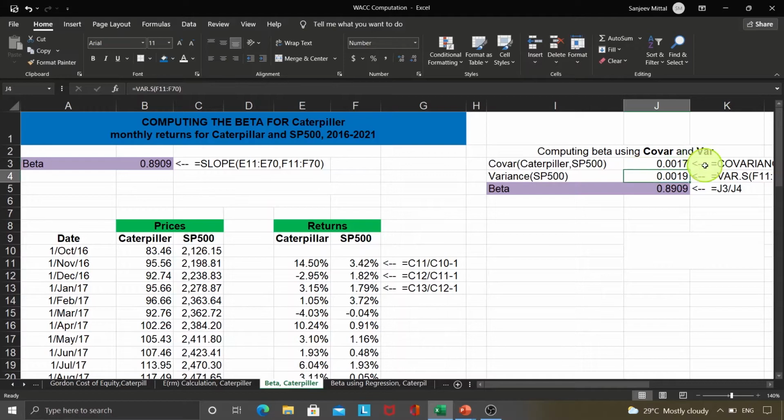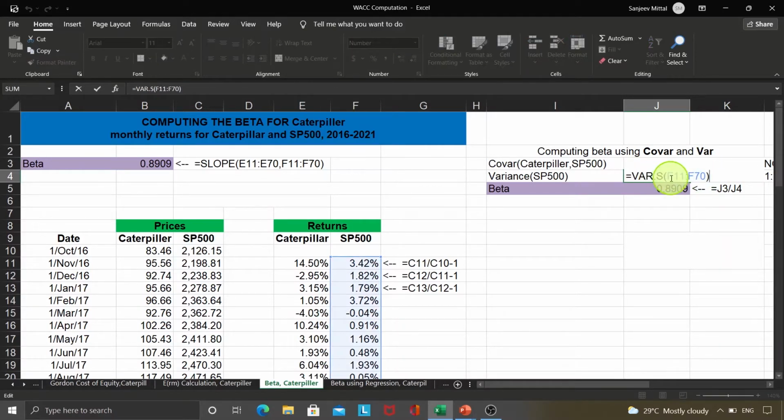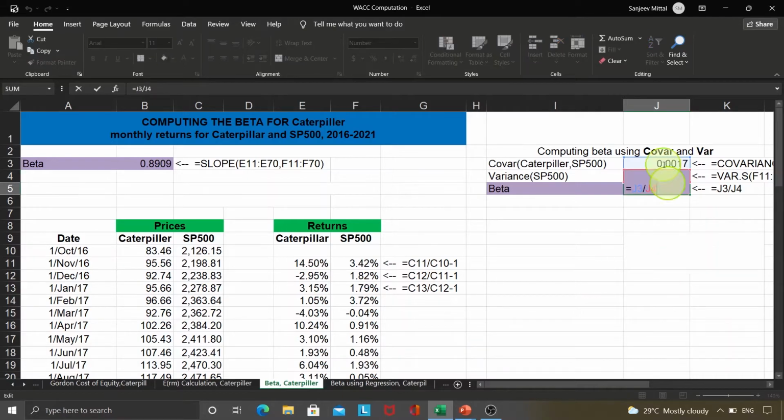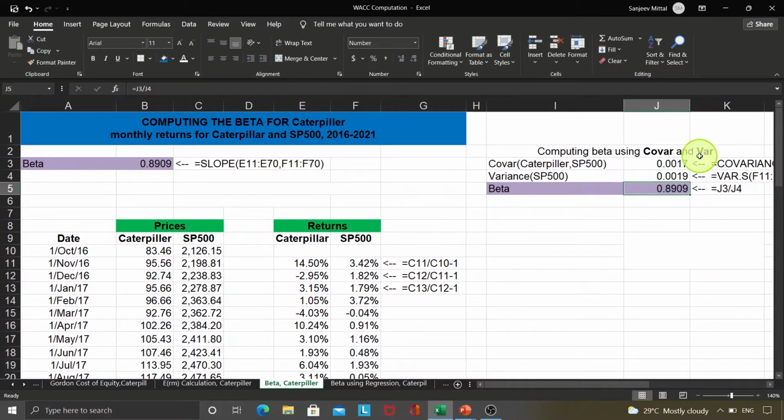After that, I have calculated the variance using the formula VAR.S, and I have used the variance of the stock market, S&P 500. Once we have done that, we simply use the formula covariance divided by variance, and we get our beta. You can see it's J3, which means 0.0017 divided by 0.0019, and we got our beta of 0.8909 again.